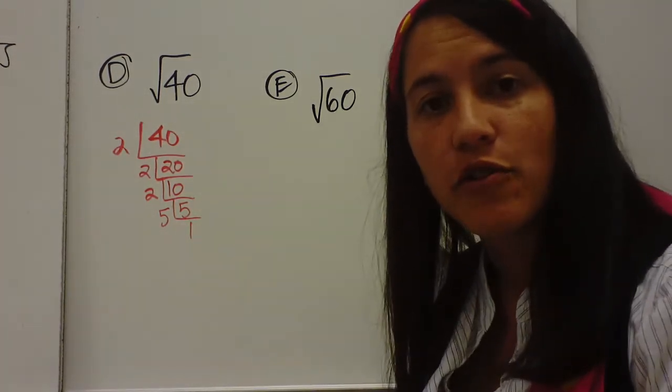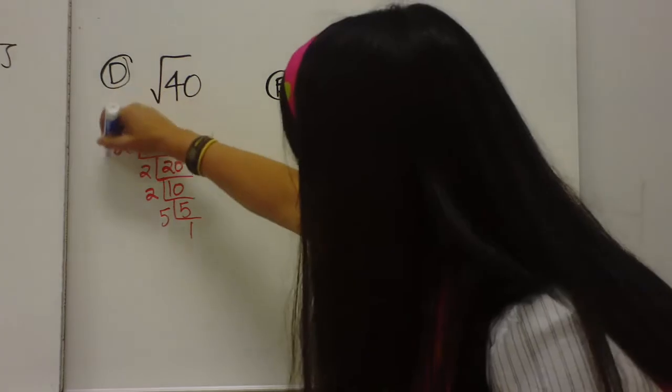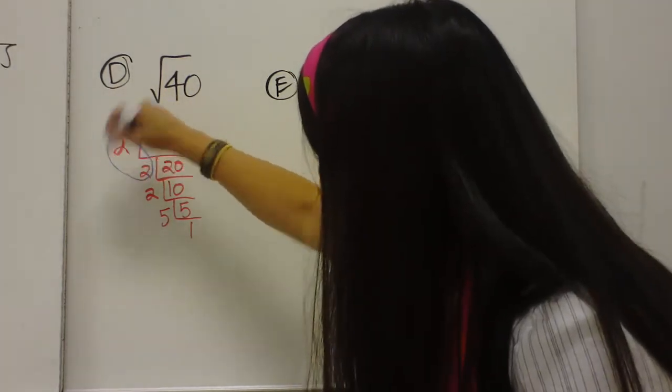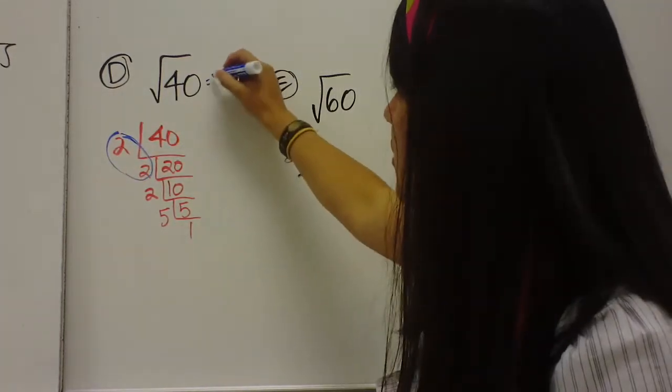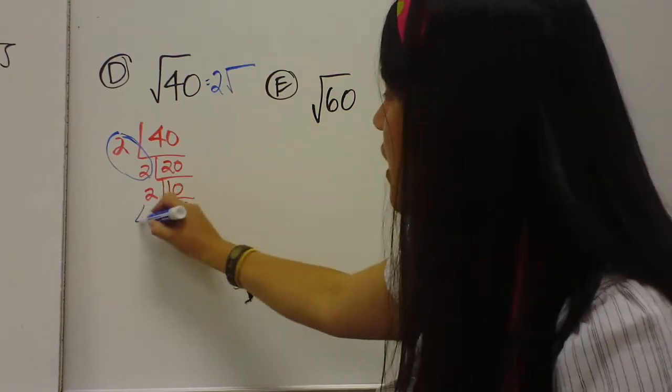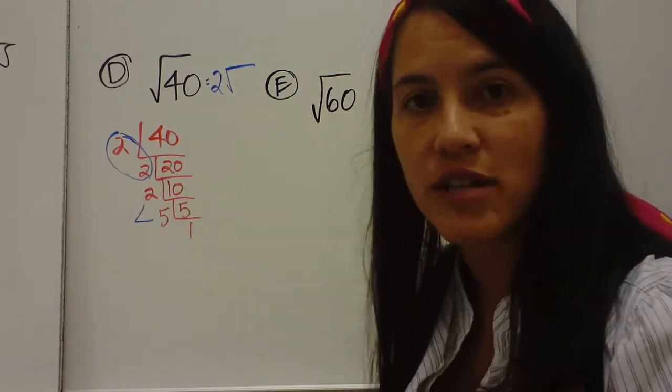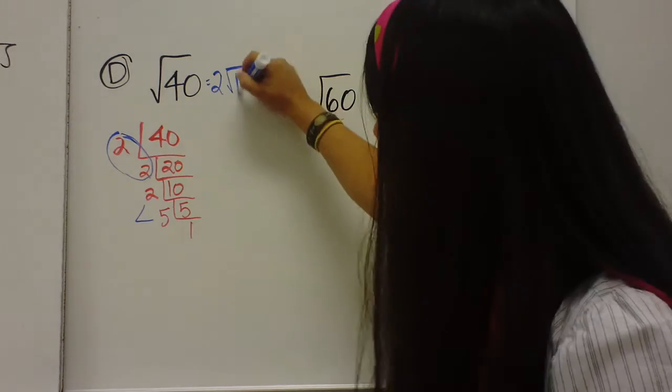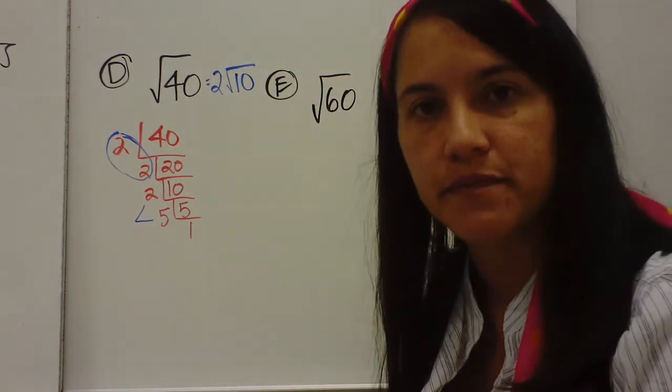Upside down division, now I circle my pairs. So I have a pair of 2's. And I know a 2 comes on the outside. And then I need to multiply that. 2 times 5 is 10. So 2 root 10.